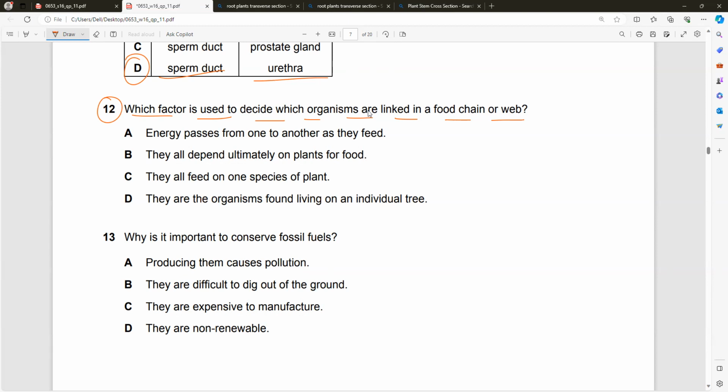12th question. Energy passes from one to another as they feed. They all depend ultimately on plants for food. They all feed on one species of plant. They are the organisms found living on an individual tree. They're asking which factor is used to decide which organisms are linked in a food chain or a web.